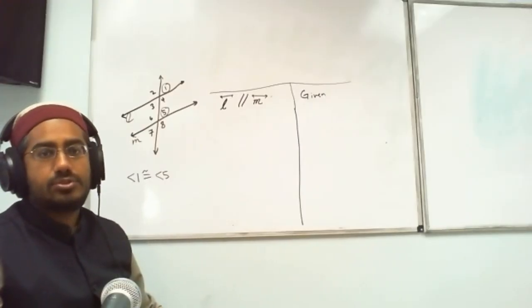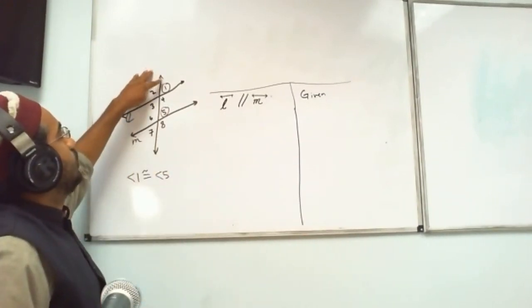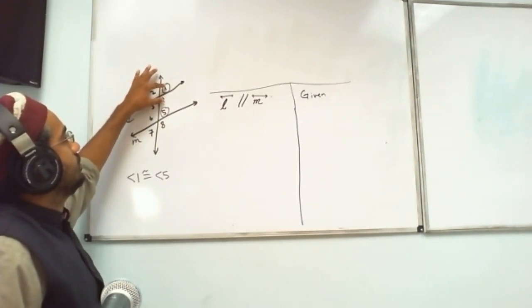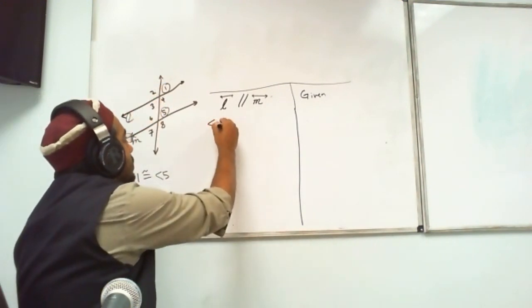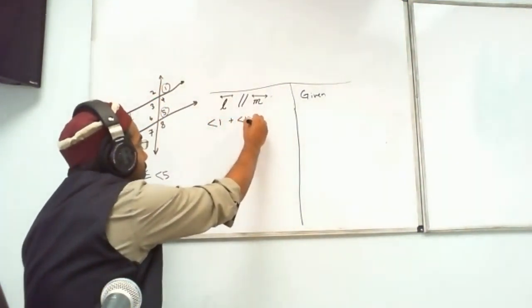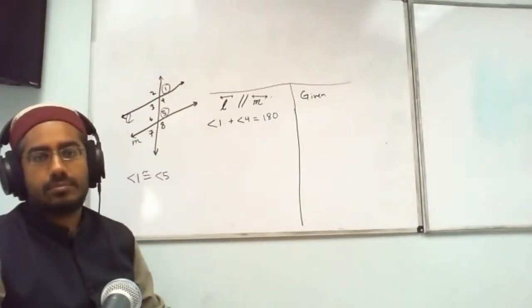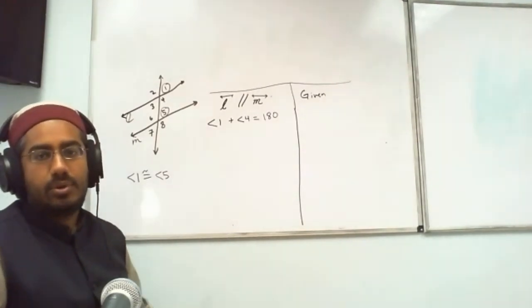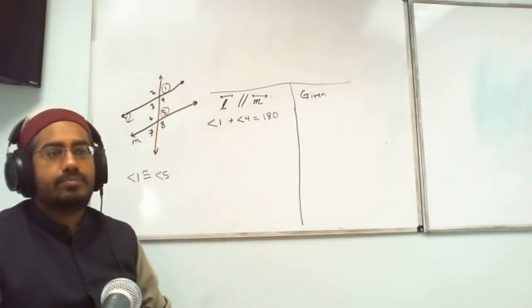All right. Now here's what I also know. I know that angle 1 plus angle 4 equals 180. So how do I know that? How do I know that angle 1 and angle 4 equal 180? Ismail, what do you think? Because they are linear pairs.